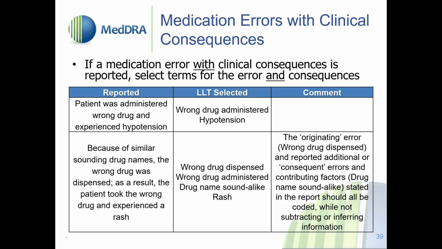So you have an LLT for wrong drug dispensed as your originating error. You have an LLT for wrong drug administered as your consequent error. And you have an LLT for your contributing factor, which is your drug name sound alike, in addition to your clinical consequence. And these kinds of examples are what you see in that companion document and in our webinars for medication errors. So here's another example.